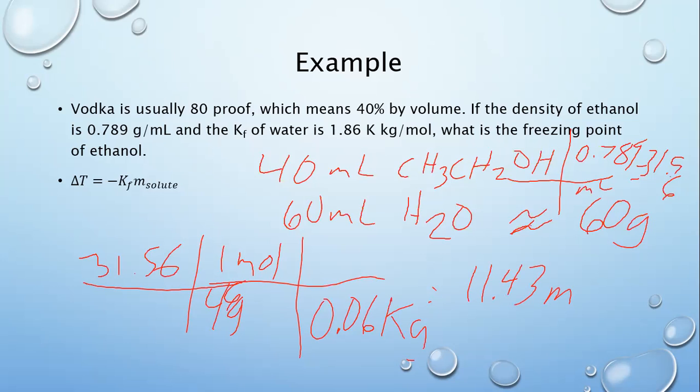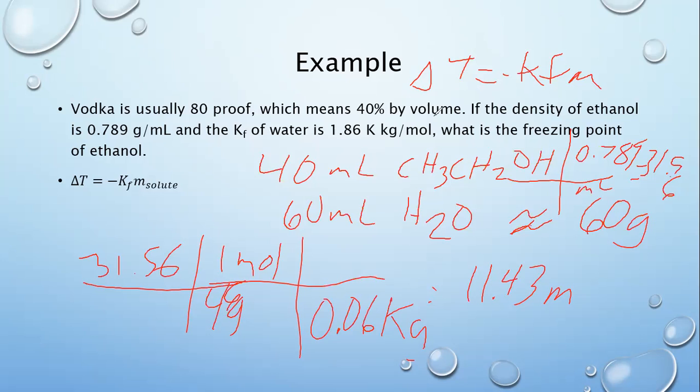Now, delta T is equal to negative KFM. Multiply that 11.43 by 1.86, and you get a drop of negative 21.26 degrees. Negative 21.26. Add that to 0, so your freezing point is now negative 21 degrees.